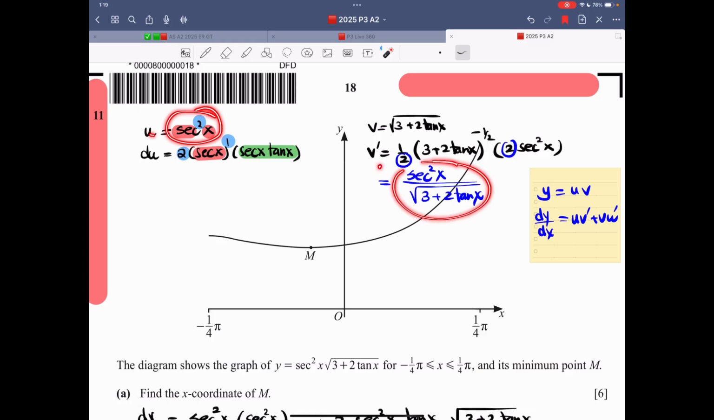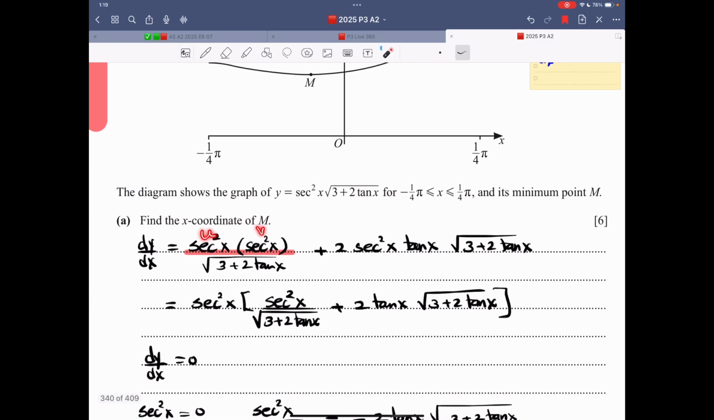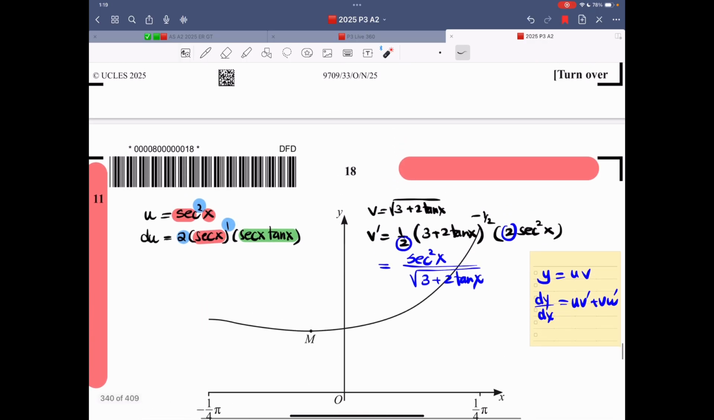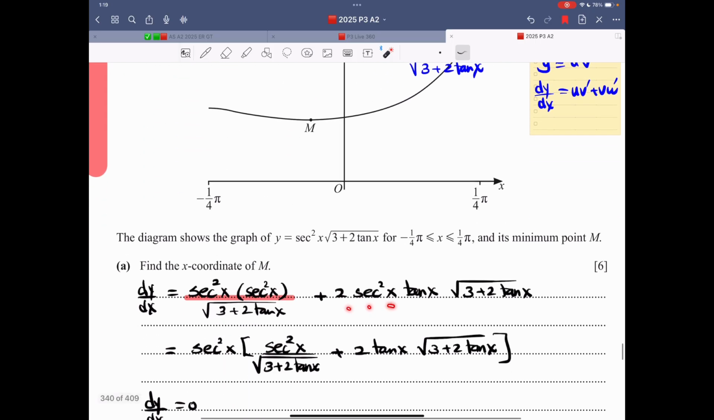This is u v prime. So this is u and this is v prime along with this. This is v and this is du, 2 sec x tan x. So that is 2 sec square x tan x. This is v prime and this is u.